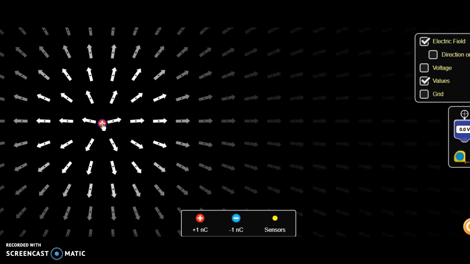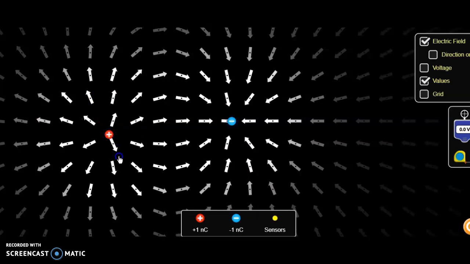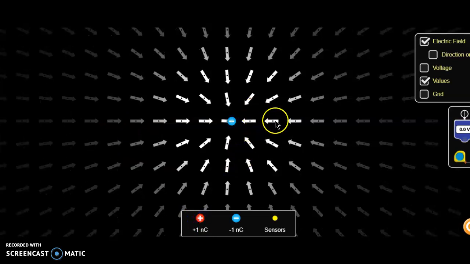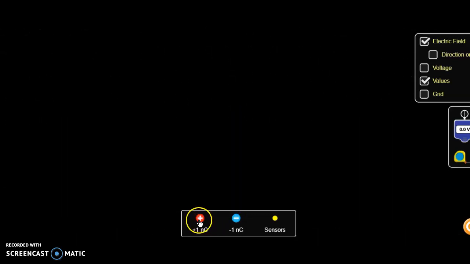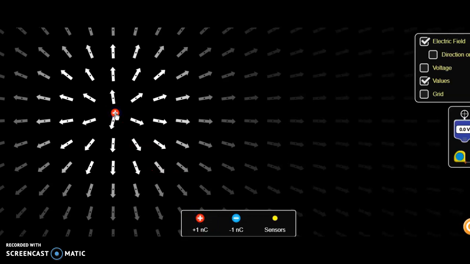First, we took a charge. This is a positive charge, and it is a nanocoulomb charge. The unit of charge is the coulomb. This is how the electric field goes from the charge. If it is a positive charge, the field goes out of it. If it is a negative charge, the field goes into the charge. This is the difference between positive and negative charges. So let us go back to our activity.